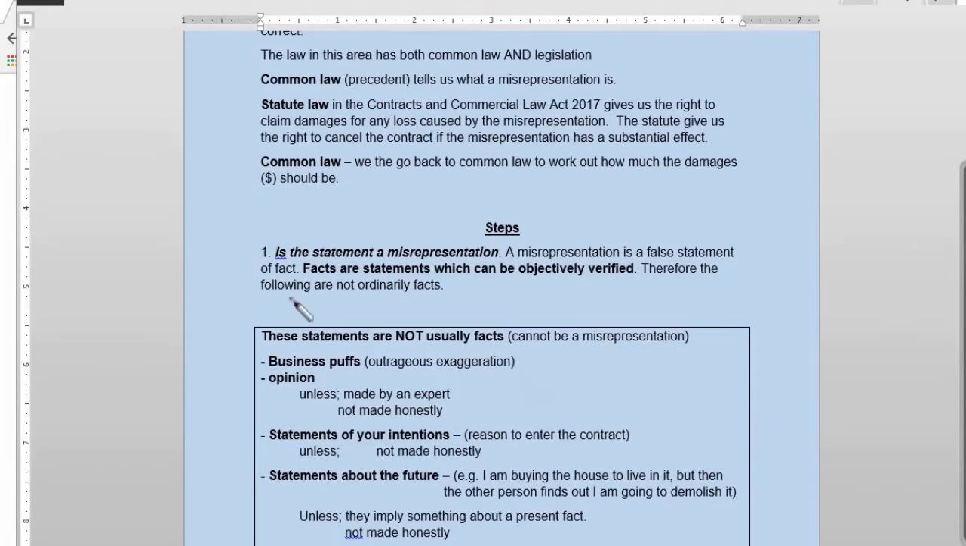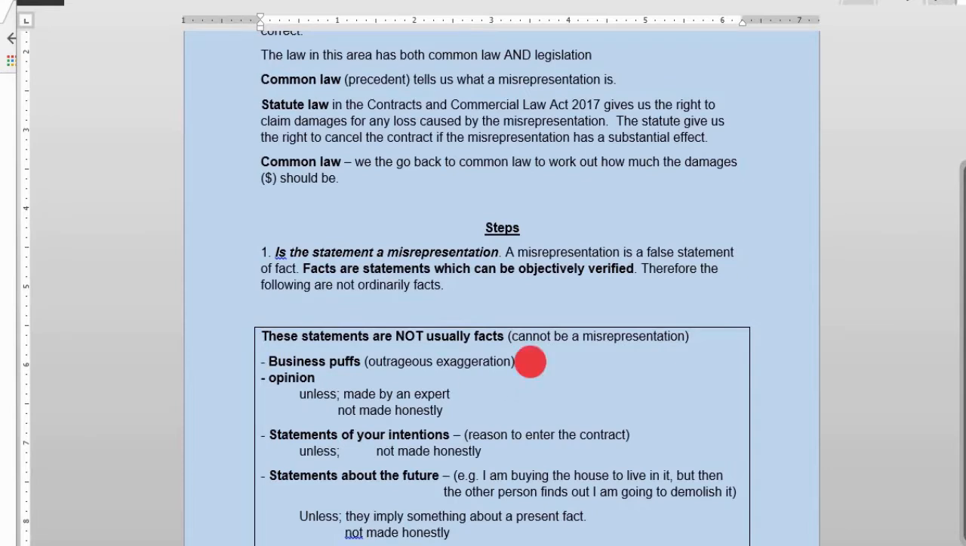So we have a stepwise approach to this. Our starting point is to ask the question, do we have a misrepresentation? And we know that a misrepresentation is a false statement of fact. Facts are statements which can be objectively verified. What that means is there is some way of proving them right or wrong. Below here is a list of situations from the cases which are not normally misrepresentations because they're not facts. However, the courts have provided a set of exceptions where you can sue for these statements.